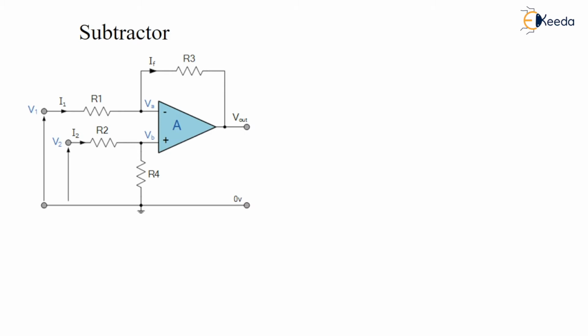In this subtractor diagram, the voltage at this V point is equal to the voltage divider. We can apply the voltage divider over here. So the equation will be VB is equal to R4 divided by R2 plus R4 into the input signal, that is V2. In subtractor analysis, we'll use the superposition theorem.